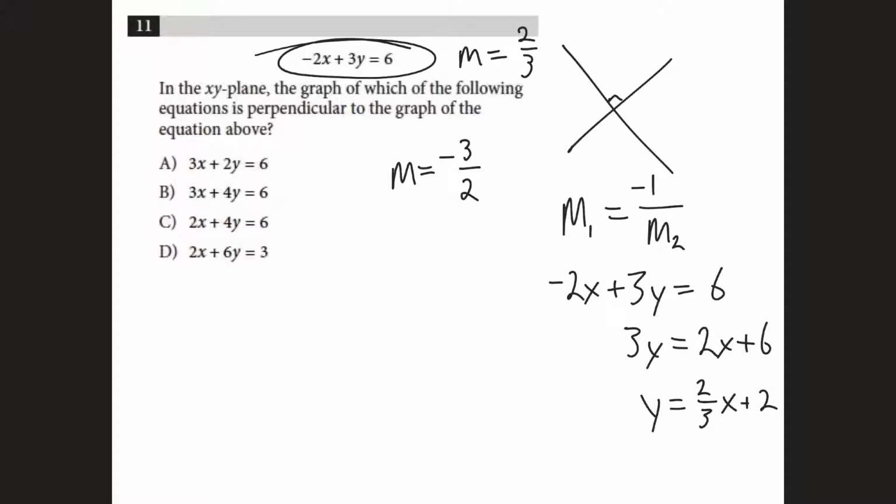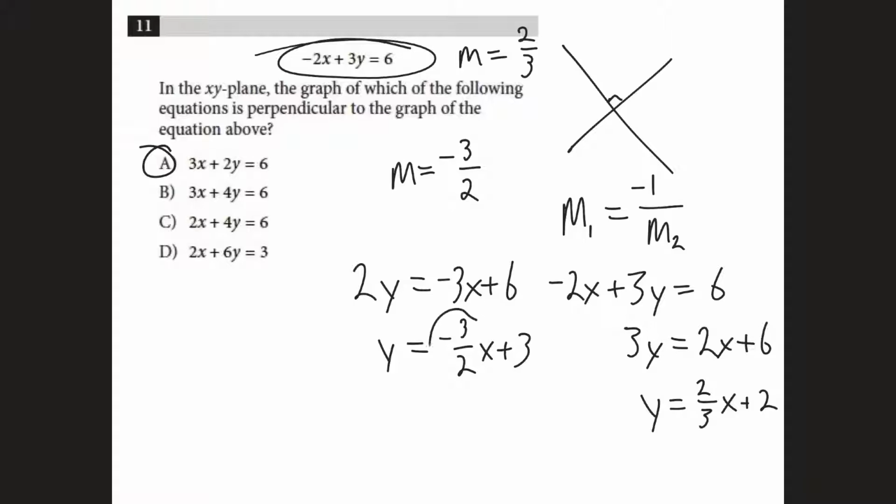Now, if we look at the first equation and we subtract 3x from both sides, we'll get 2y equals -3x plus 6, and then divide by 2, we'll get -3/2 x plus 3. So A is our solution. That was handy. We didn't even have to check any others.